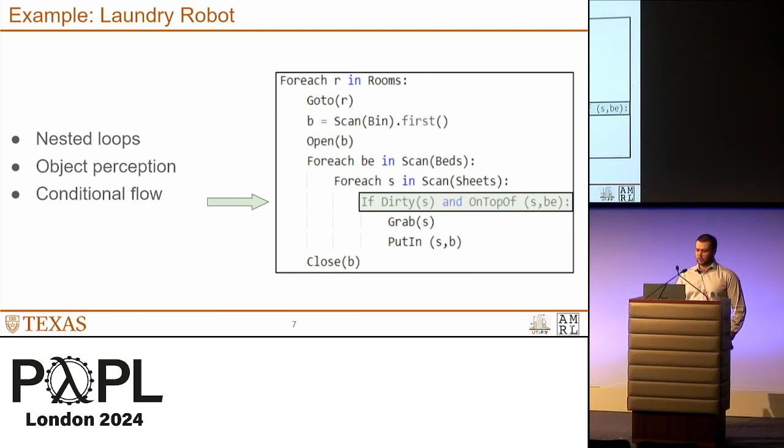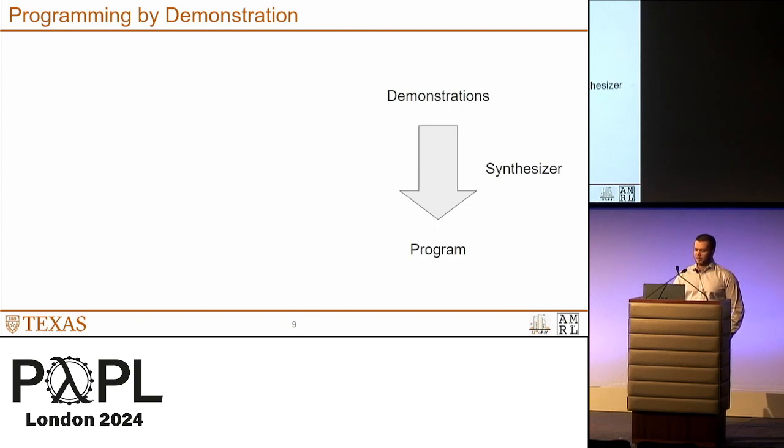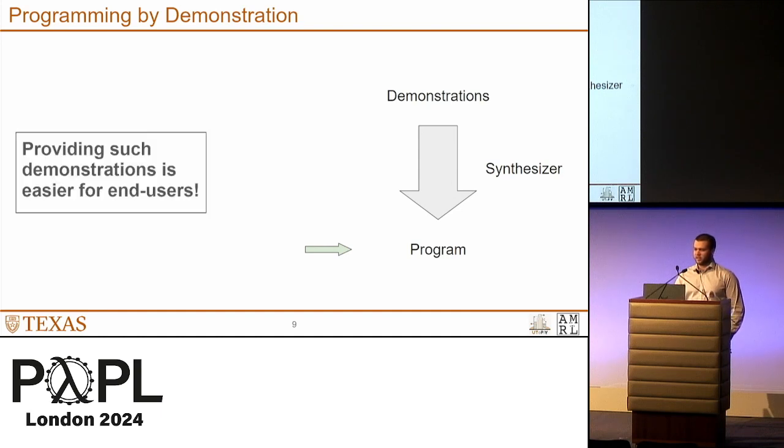And writing such a program requires expertise and resources, which makes it difficult for end users of a robot. This motivates the use of programming by demonstration, wherein programming by demonstration requires an end user to provide just a demonstration for the task at hand. This demonstration is then passed through a synthesizer, which generates the final program. And providing such a demonstration is much easier than writing a program for end users.